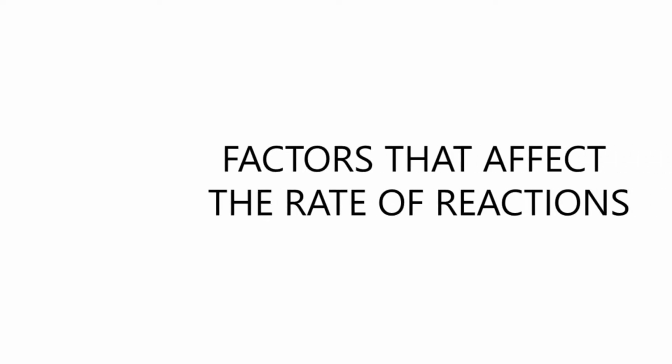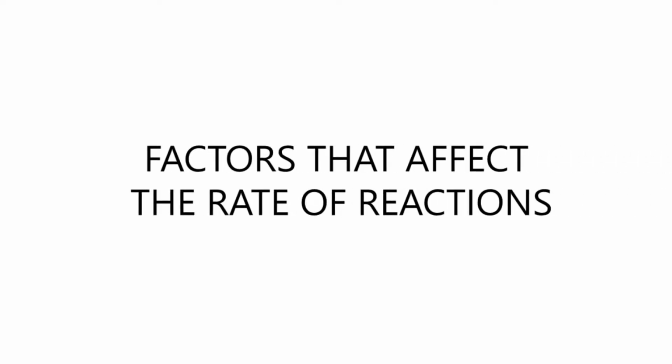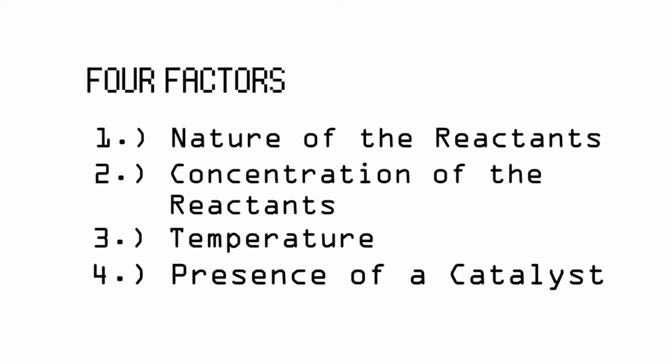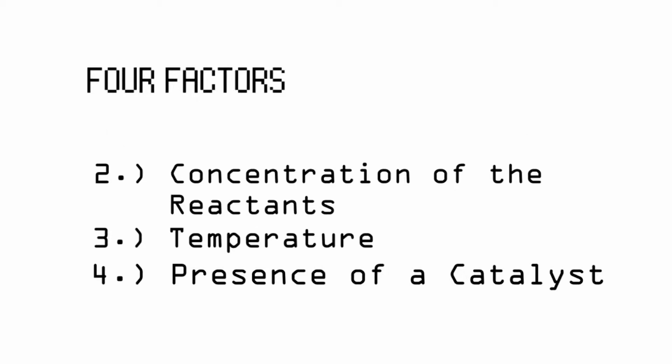Today, we will be talking about the factors that affect the rate of reactions. There are four original factors that could affect the rate of a reaction, namely, nature of the reactants, concentration of the reactants, temperature, and the presence of a catalyst. But we will only be talking about three of them, all except the first one.